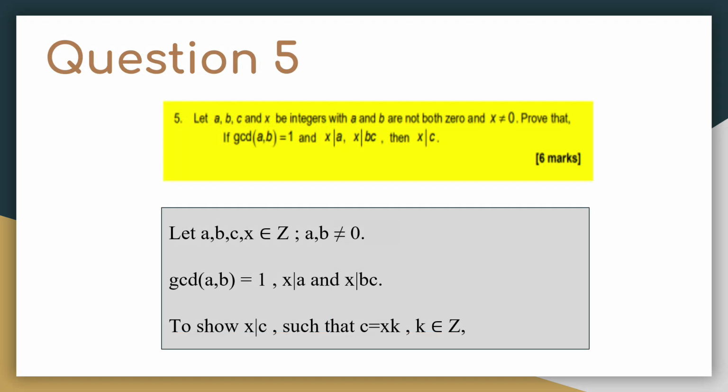Question 5. Let a, b, c, and x be integers with a and b not both 0 and x not equal to 0. Prove that if gcd a and b is equal to 1 and x divides a, x divides bc, then x divides c. Okay, first, to show x divides c, such that c is equal to xk, k is an integer.